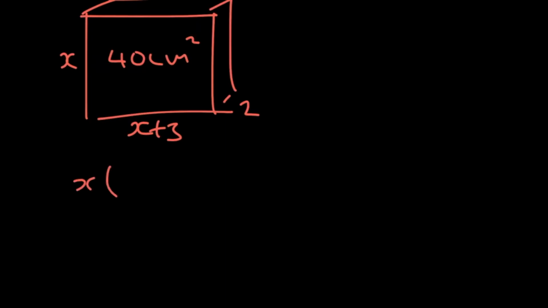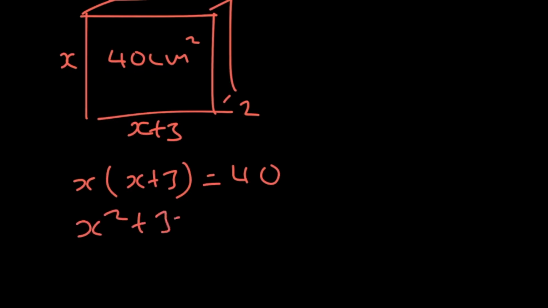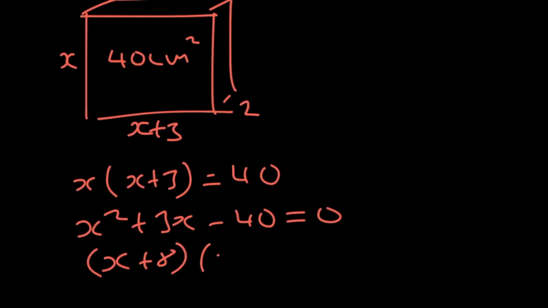We know that the width times the length is going to equal 40, so x squared plus 3x minus 40 therefore is going to be equal to 0, which we can factorize to give us x plus 8 and x minus 5. So the solution there is going to be x is equal to 5, so if x is equal to 5, the length then is going to be equal to 8. And we just need there to find each of the surfaces.